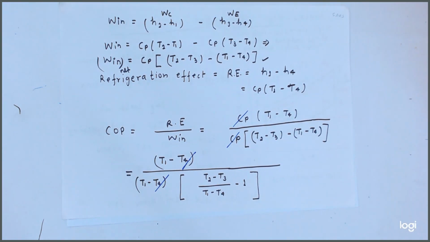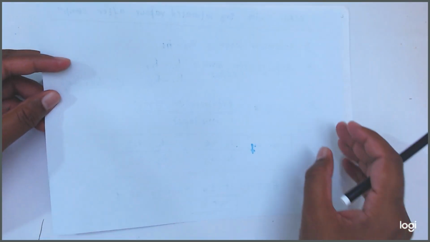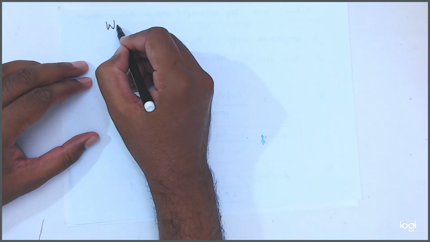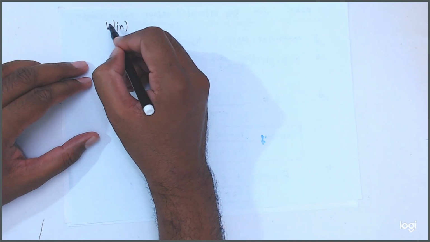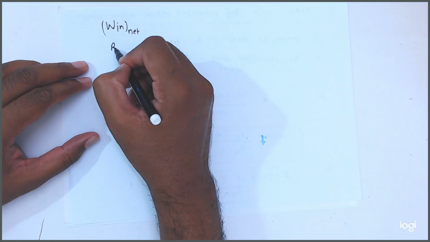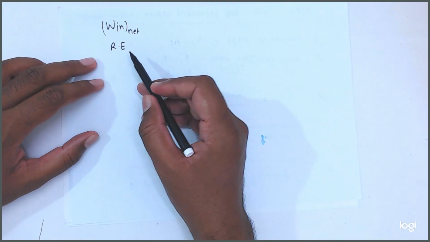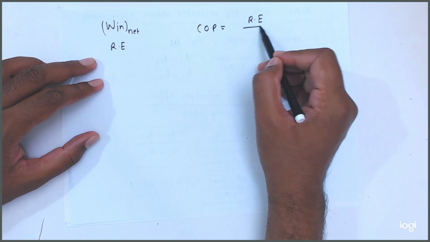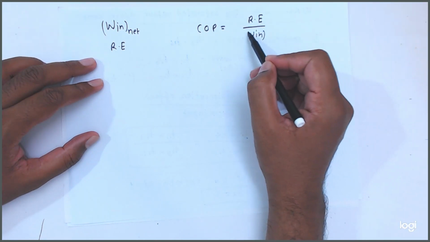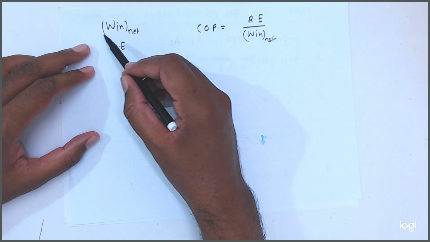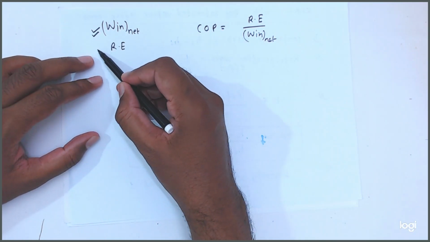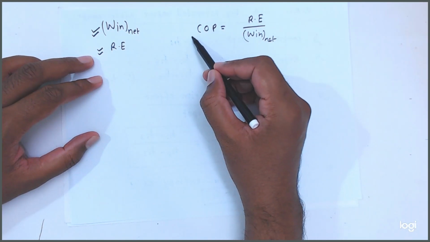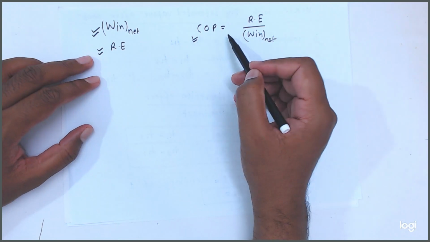Now what is the refrigeration effect? Why are we going to find this? Why are we eager to find the work input and refrigeration effect? Because we know that, friends, COP equals refrigeration effect upon work input. So we have already found the work input, then we will find the refrigeration effect, and from here we can find the COP.